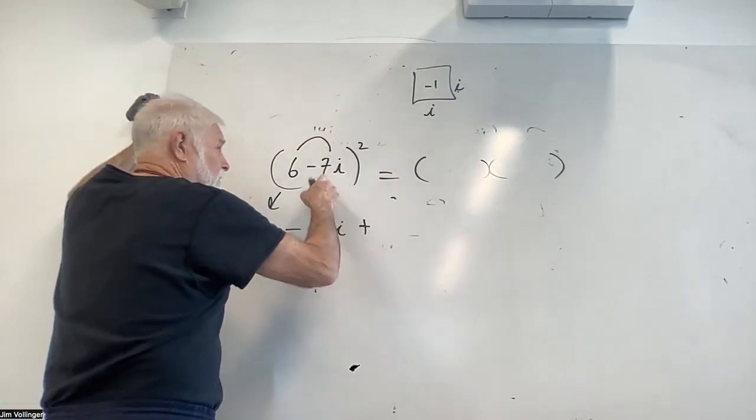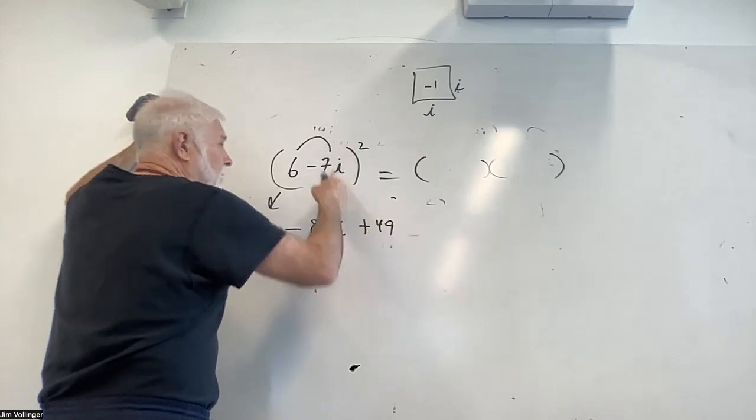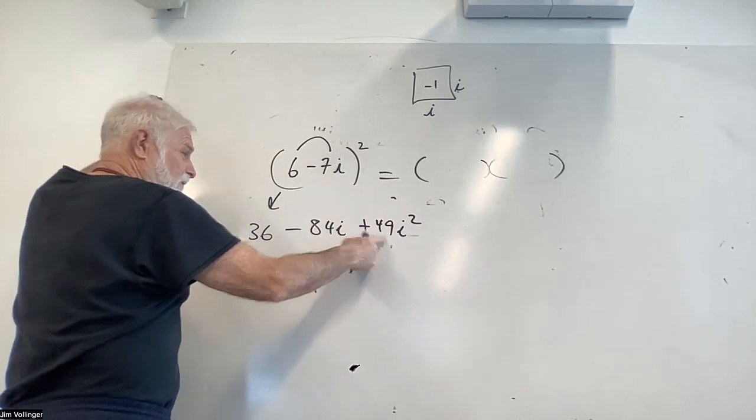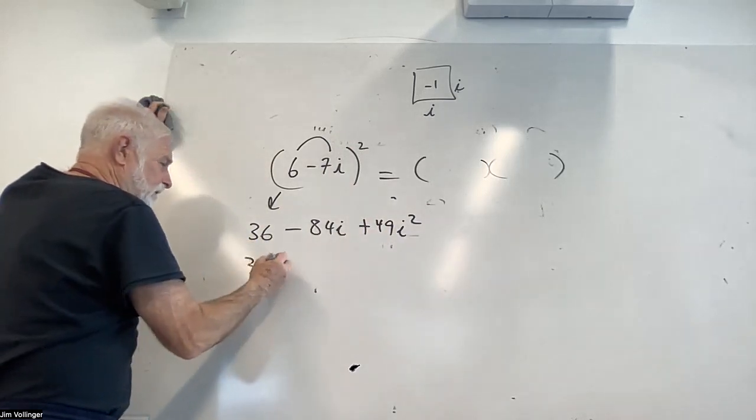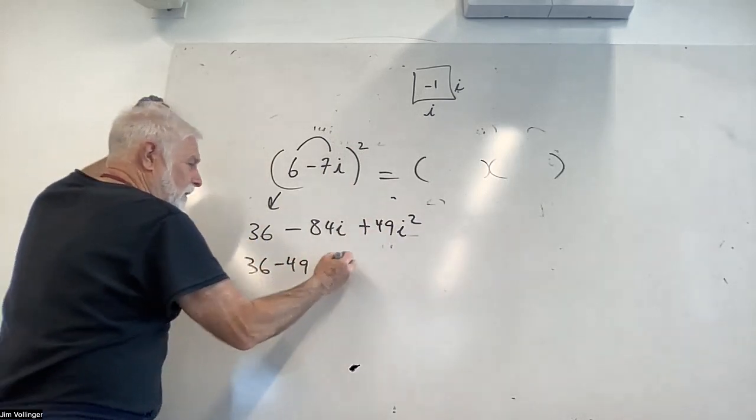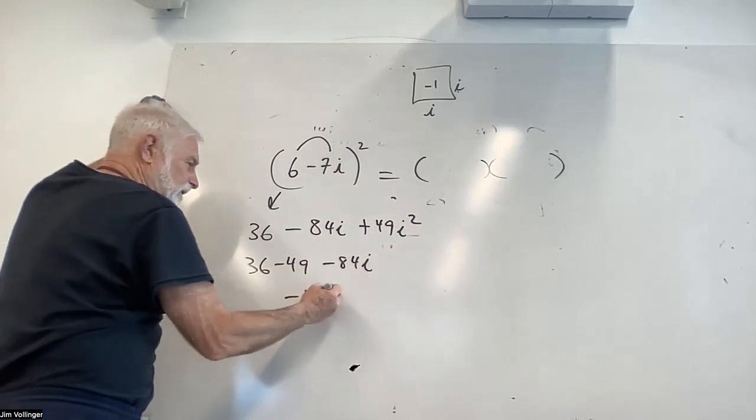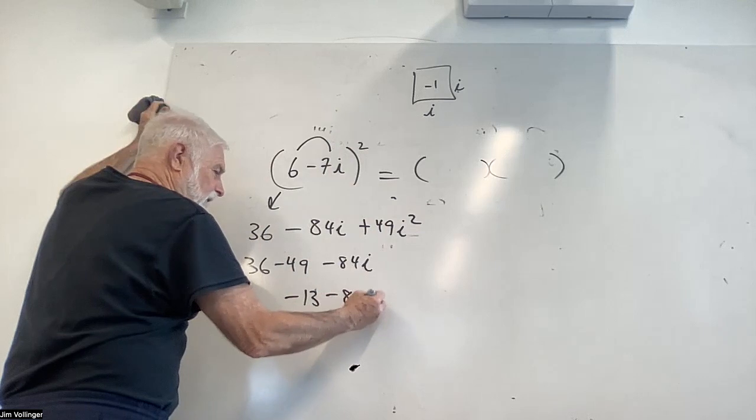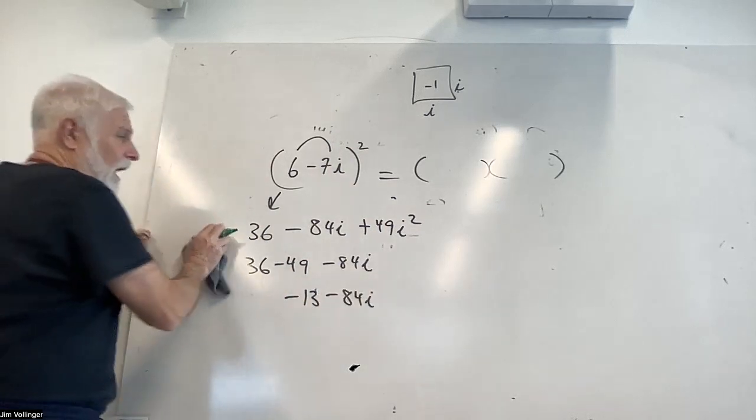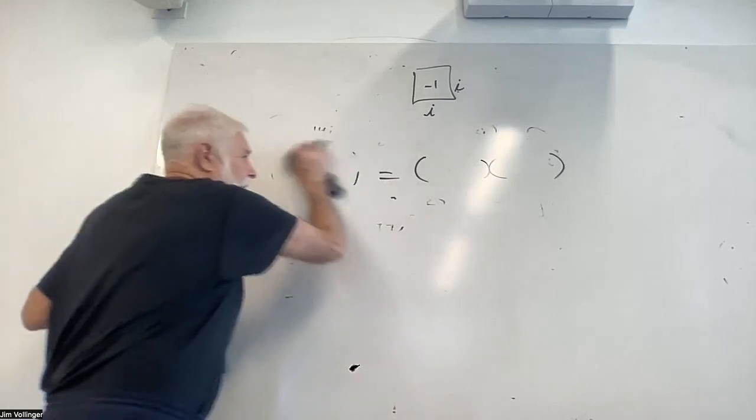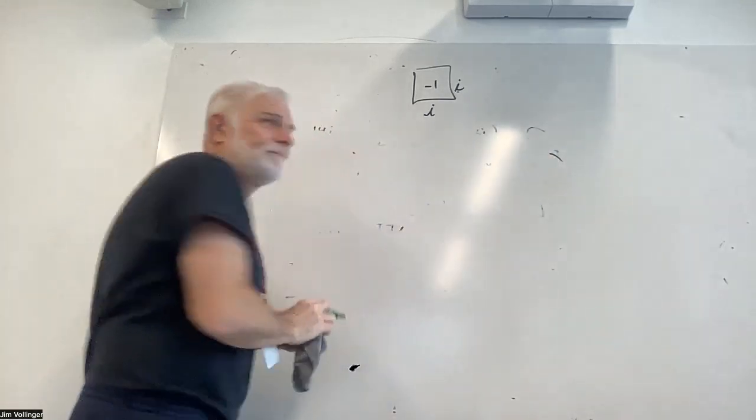Keep that in mind. 7 squared, 49, i squared, that means that's the number -49. So we have 36 - 49 - 84i, which gives us -13 - 84i. Okay, hopefully I don't make any mistakes here because I'm talking and I'm flying. All right, so next problem.